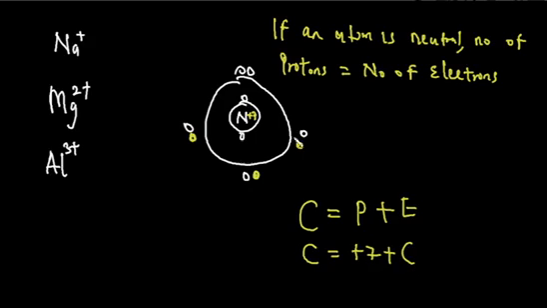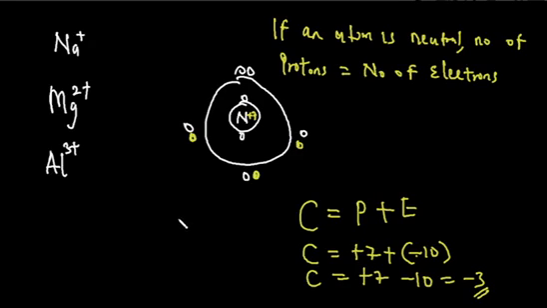Then how many electrons does it have now? Currently, now that they are accepted, how many electrons does it have now? Let's count: 1, 2, 3, 4, 5, 6, 7, 8, 9, 10. So the electrons is negative 10 because electrons are negative. Which means that the charge is going to be plus 7 minus 10, and that is going to be minus 3.